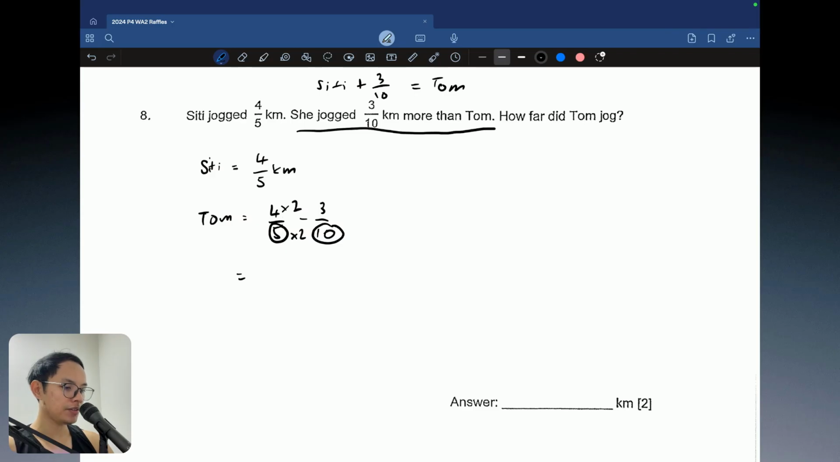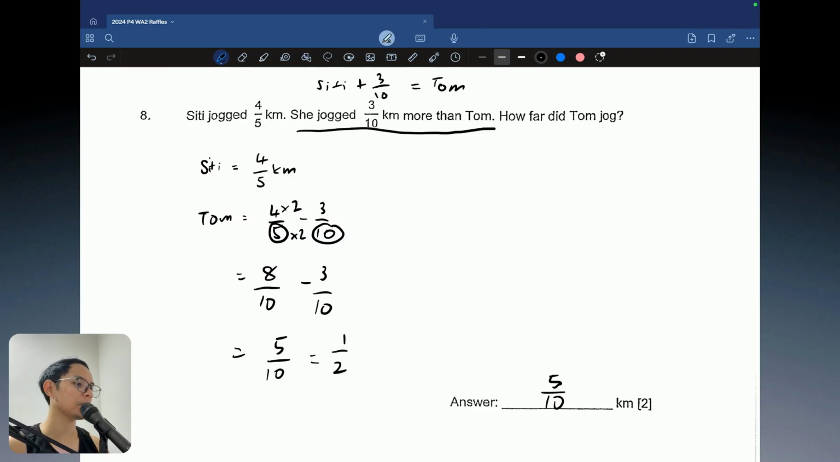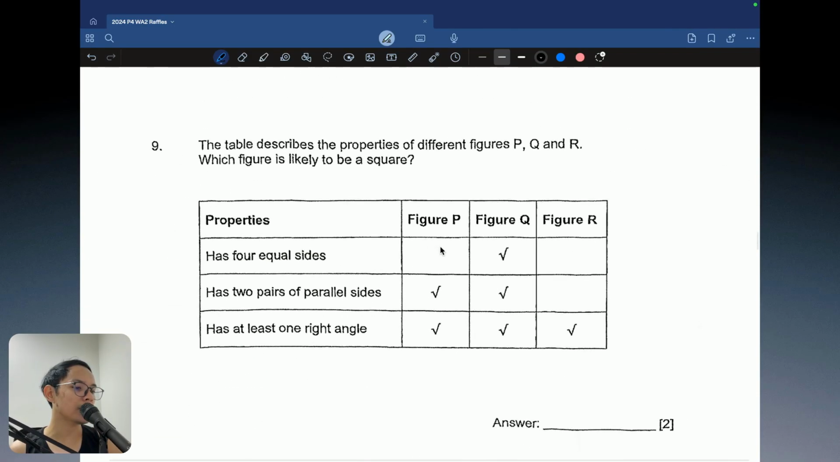So 4 out of 5 will become 8 out of 10 minus 3 out of 10. Okay, so what would this equal to? 5 out of 10. Okay, so 5 out of 10 kilometers, or you can say half kilometer as well. So these are both correct. Okay, let's move on to the next question.